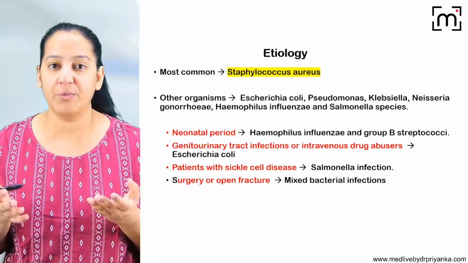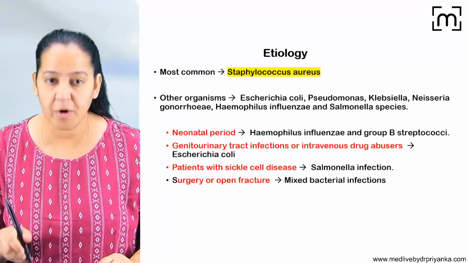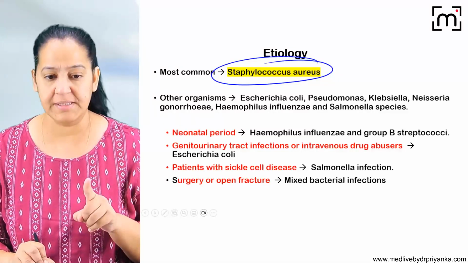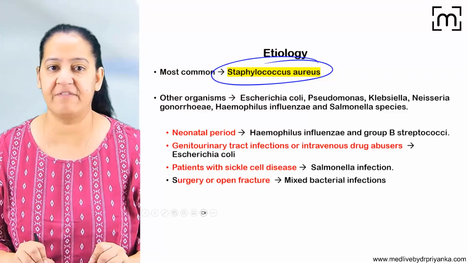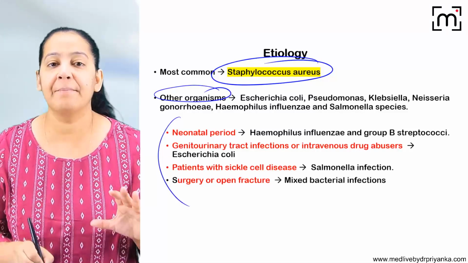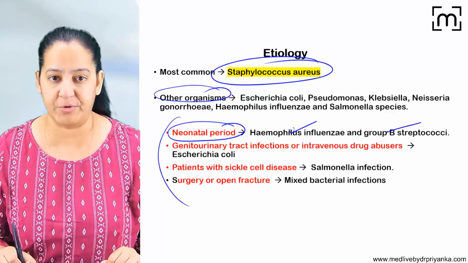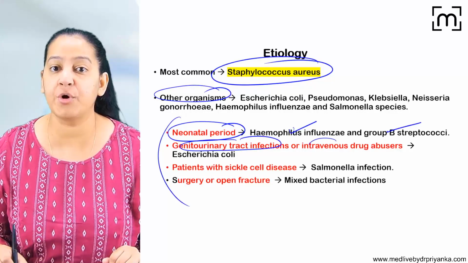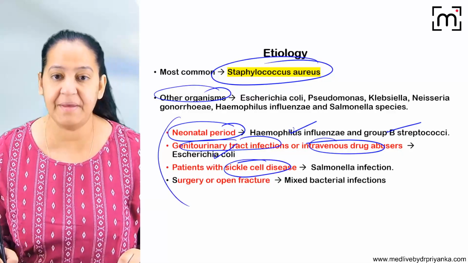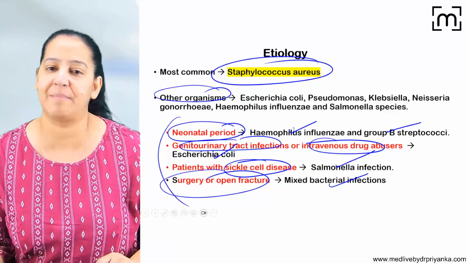Now in the etiology, you have to name the bacteria. Which bacteria is causing this most commonly? Most commonly, it is Staphylococcus aureus. The most common bacteria which causes osteomyelitis is Staph aureus, but there are other organisms also depending on the category. For example, in the neonatal period, it can be Haemophilus influenzae or group B streptococcus. In genitourinary tract infection or IV drug users, E. coli can cause it. In patients with sickle cell anemia, Salmonella can cause it. And in surgery or open fracture, it can be a mixed bacterial infection.